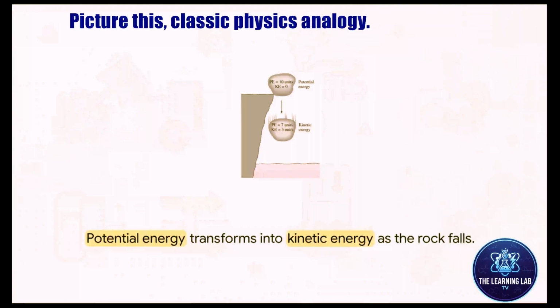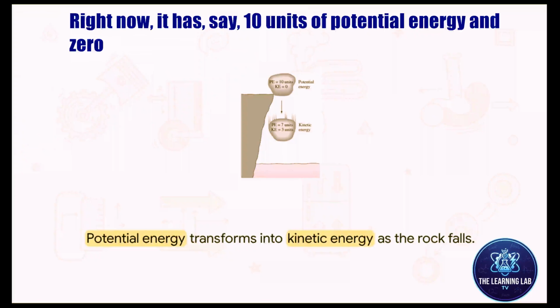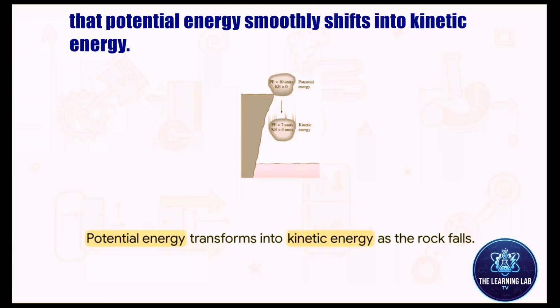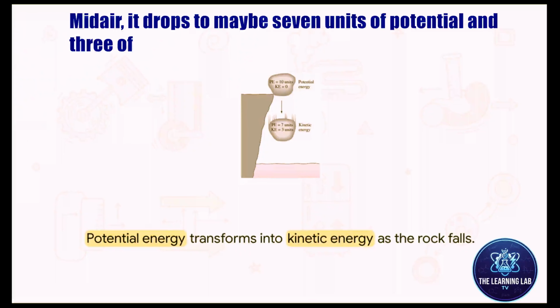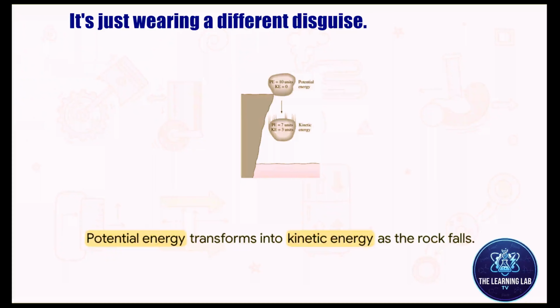Picture this, classic physics analogy. You've got a rock resting on the edge of a cliff. Right now, it has, say, 10 units of potential energy and 0 kinetic energy. But as it falls, that potential energy smoothly shifts into kinetic energy. Mid-air, it drops to maybe 7 units of potential and 3 of kinetic. The total energy is still exactly 10 units. It's just wearing a different disguise.